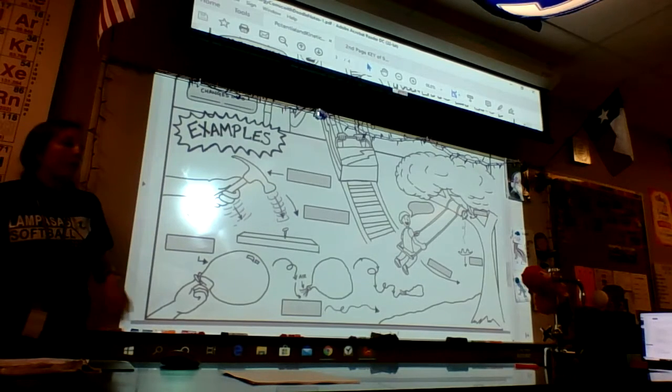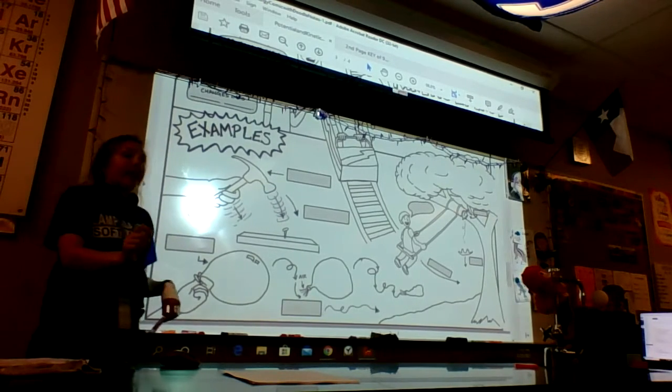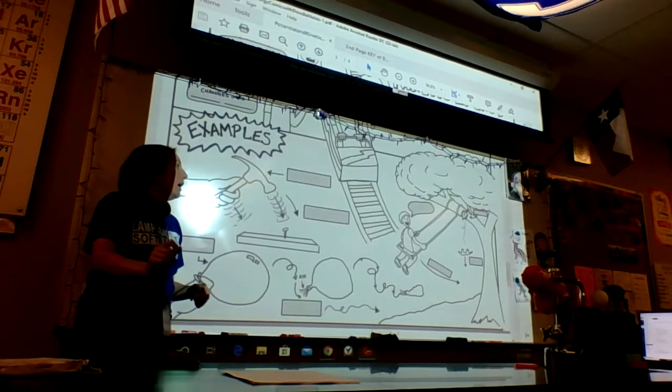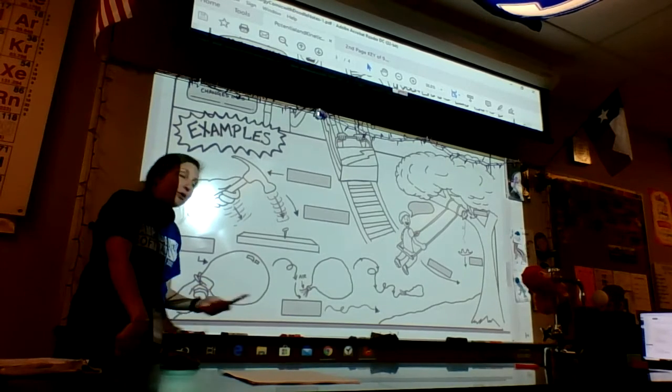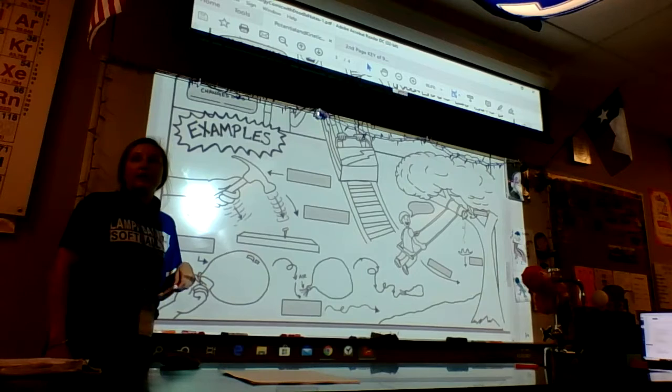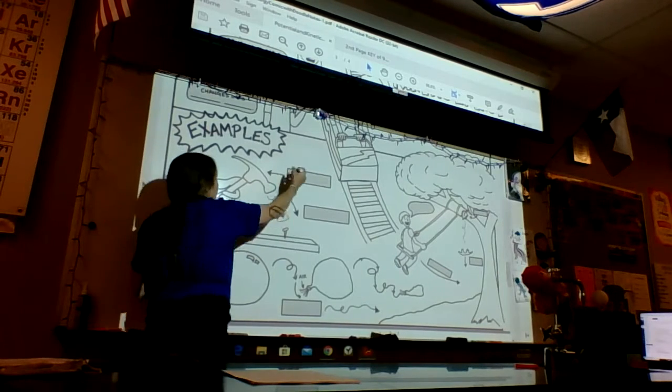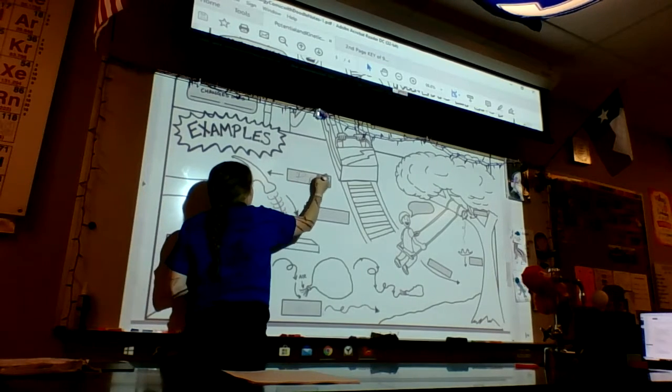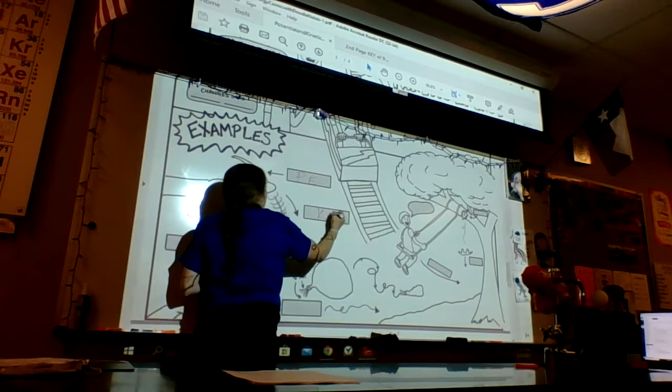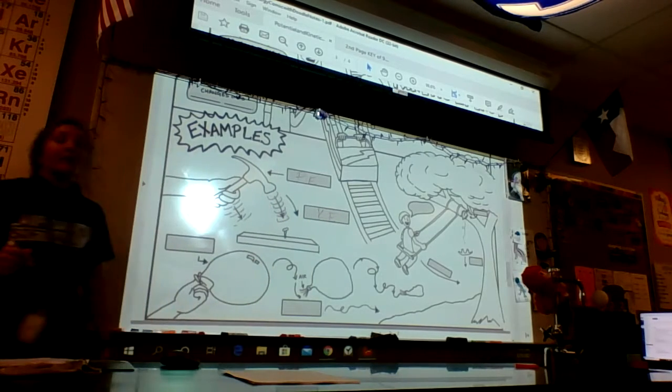The top one. Okay, so that's you holding the hammer above the nail. When you slam the hammer down like this right here, what kind of energy is that? Kinetic. So this first one is potential energy, and then as you swing the hammer, it converts into kinetic energy.